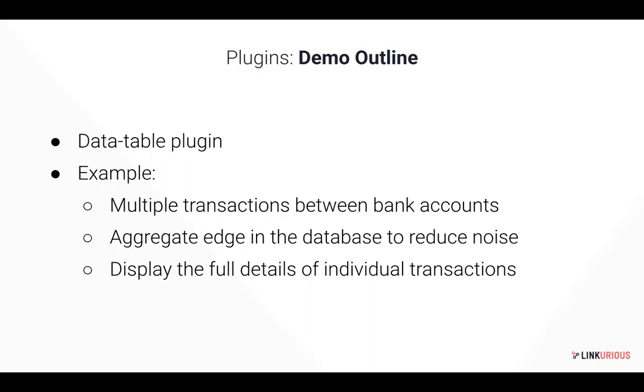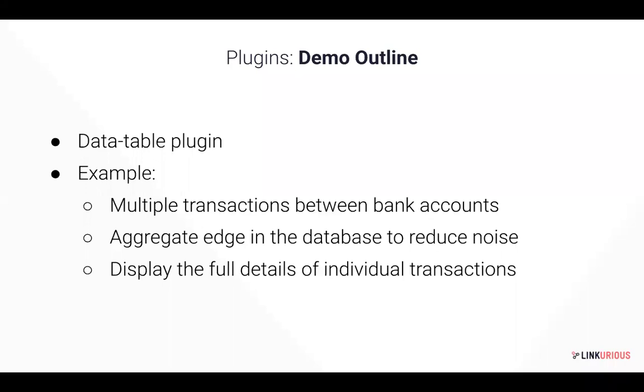The example I'm going to use is one where we have two bank accounts with multiple transactions between these two accounts. In such a context, when you have multiple parallel edges, the visualization may become very hard to read because it creates a lot of noise when you have lots of parallel edges between two nodes. So what we usually advise our clients to do is to create an aggregate edge in the database so that one can display this aggregate edge in the visualization instead of displaying all the parallel edges.